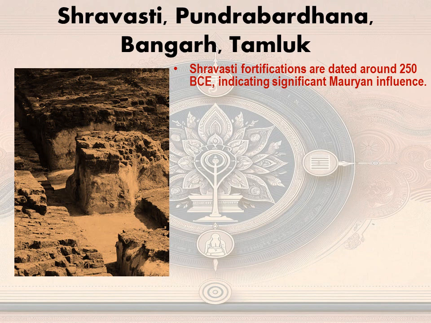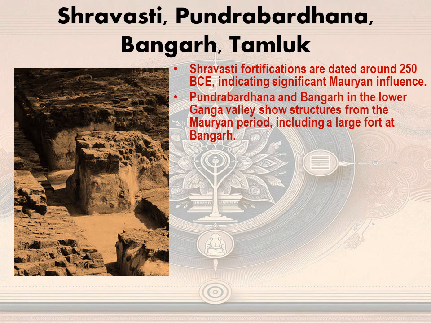Shravasti fortifications are dated around 250 BC, indicating significant Mauryan influence. So, this is a site which is dated around 250 BC, and there is an adequate amount of fortification in this site. Pundravardhana and Vangar in the lower Ganga valley show structures from the Mauryan period, including a large fort at Vangar.